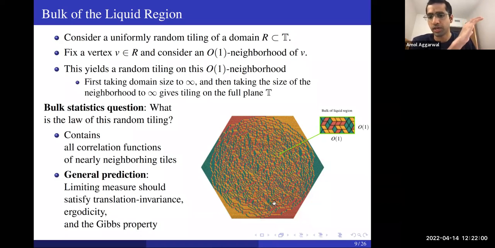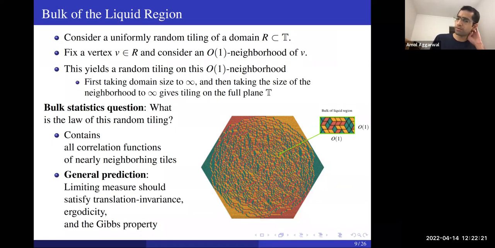surrounding my vertex V. As you can see, there's this green box over here, and we'll zoom into it, and you see just a discrete set of tiles in that box. So I have some random tiling on my big domain R. If I restrict to my order 1 box, I'll get some random tiling on that order 1 box. And the question I'm interested in is, what is the law of this tiling?